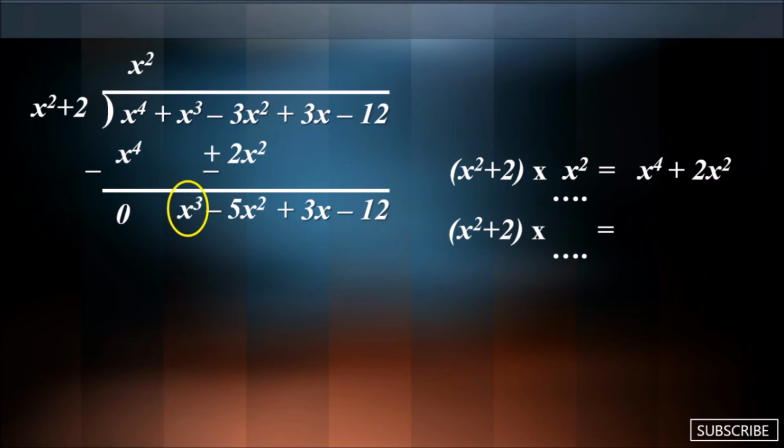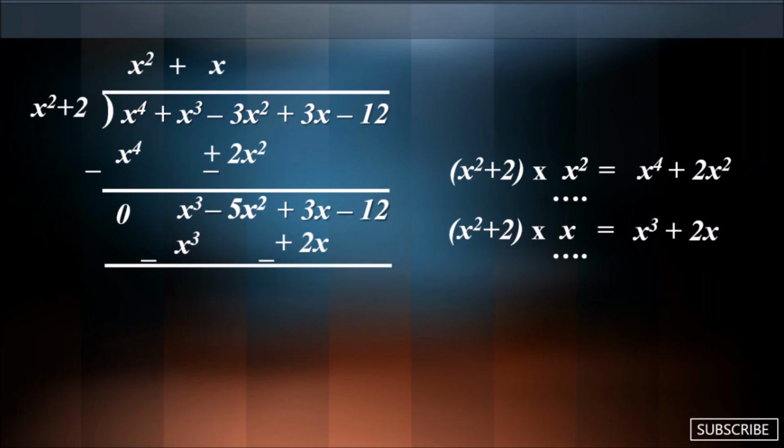We need to multiply the divisor x square plus 2 with x to get our expected answer x cube. Hence x square into x, it becomes x cube, plus 2 into x is 2x. X will go at the place of quotient, and these terms x cube plus 2x will go for subtraction. We need to take these terms exactly below its like terms. Change the sign. Let us subtract. X cube minus x cube is 0.